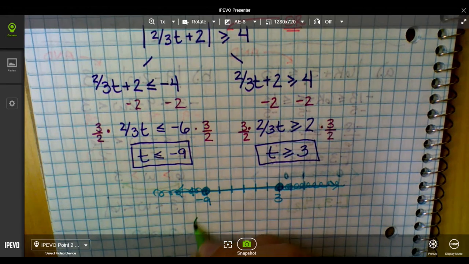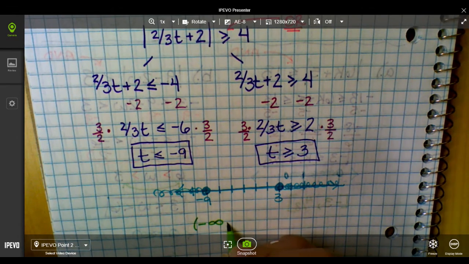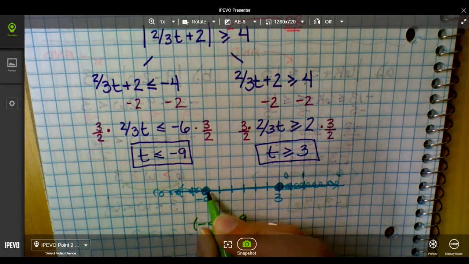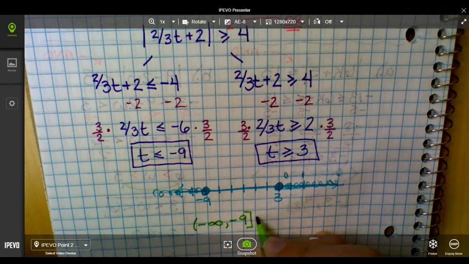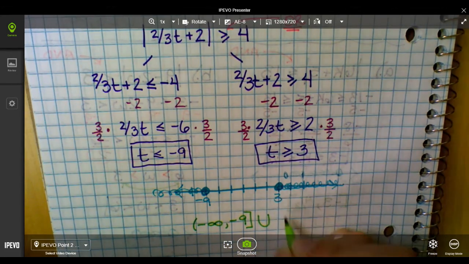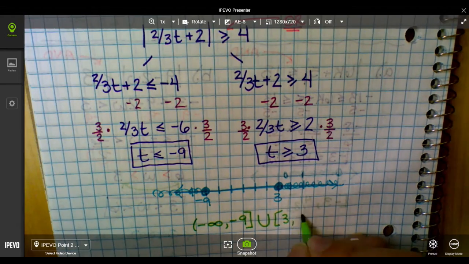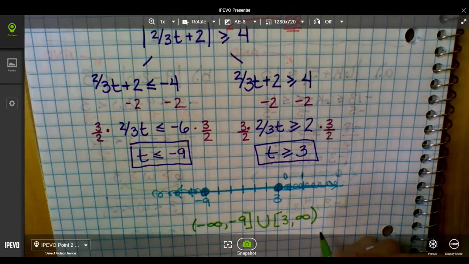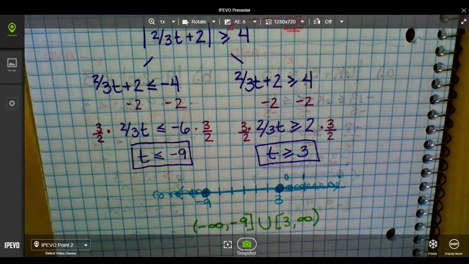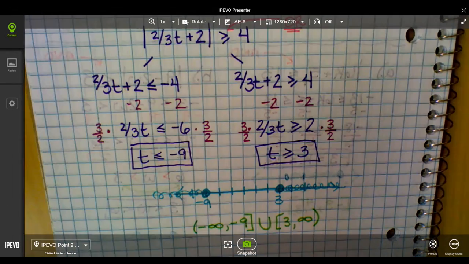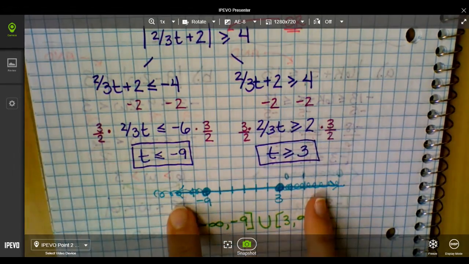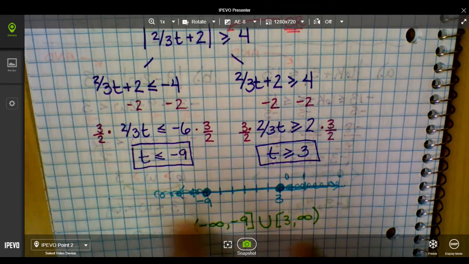So I'm starting with negative infinity over here. I'm going to negative 9. Negative 9 has a closed circle, so I want a bracket. Skipping all over that stuff, I'm starting at 3 with a bracket, and then I'm going all the way to positive infinity. Okay, so there are your solutions in all three forms. Remember, on a test, I am going to want all three forms. You have to give me your inequality solution, your graphical solution, and your interval notation solution.